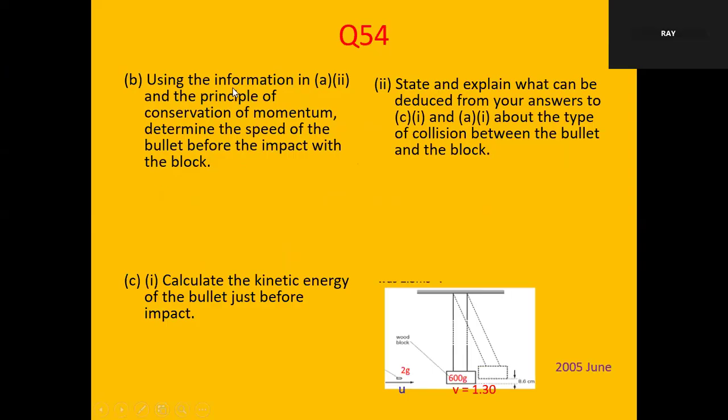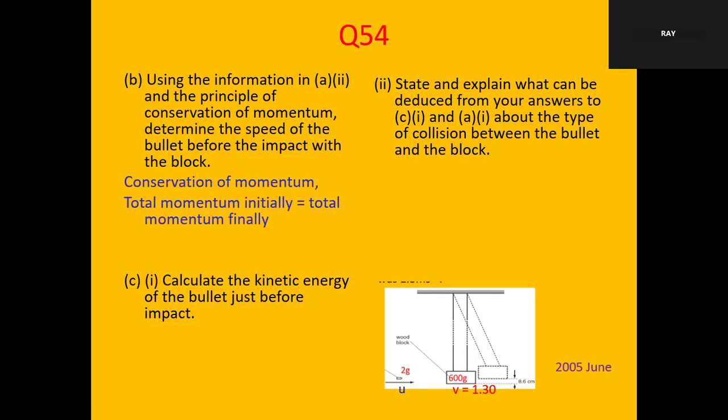Using information in A part 2 and the principle of conservation of momentum, determine the speed of the bullet before impact with the block. Okay, so they have told you already what to do. Conservation of momentum, total momentum initially equals total momentum finally. Initially, change it to kilogram times u, as the bullet and the block move together after collision with that speed that we just calculated. Then calculate our u.